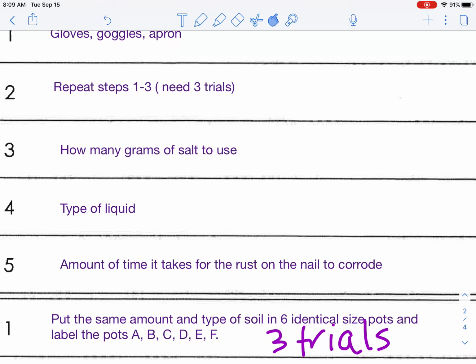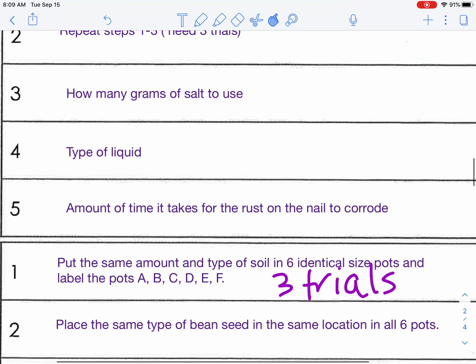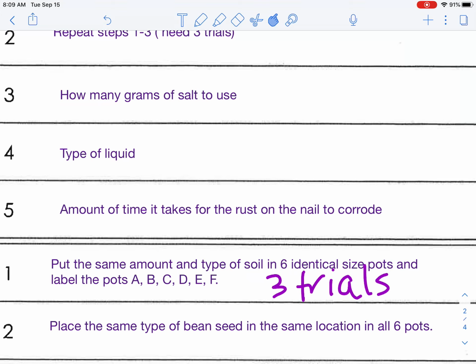Okay, so once we get our pots ready, then we could plant the same bean, whatever bean that is. Is that a lima bean? Is that a black bean? Is it a kidney bean? Whatever kind of bean it is, we're going to plant it in the same location, like right down the center, in all of those 6 pots. So we have 6 beans, 1 in each pot, planted in the exact same location.